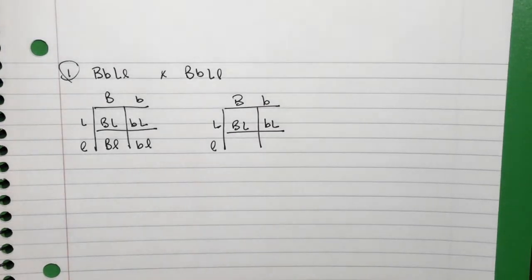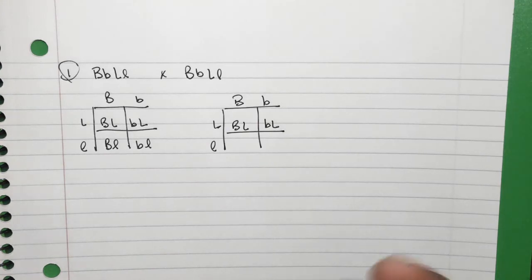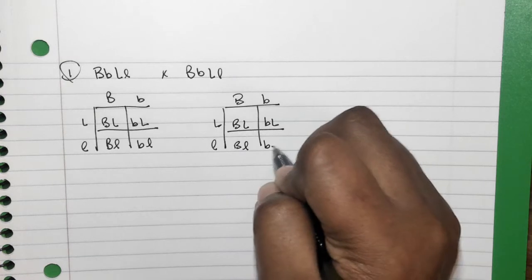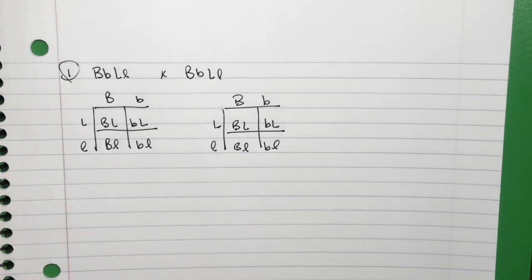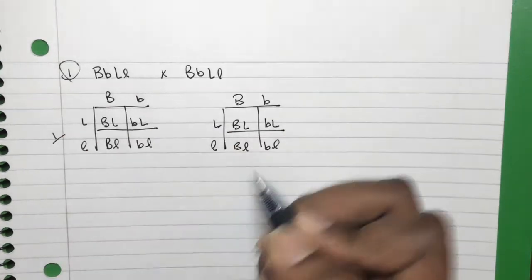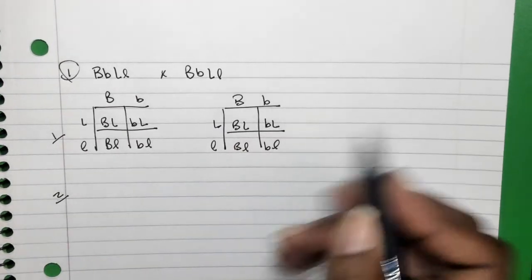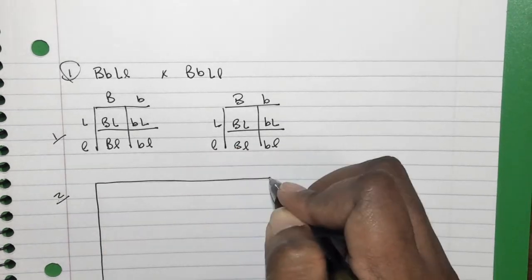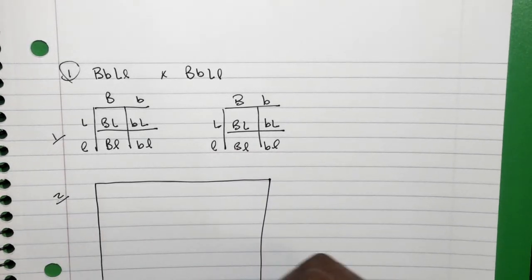It doesn't matter if the L comes before the B or the B comes before the L, as long as you're consistent. Alright, so that's step 1. And then step 2 is going to be putting it into the big Punnett square.